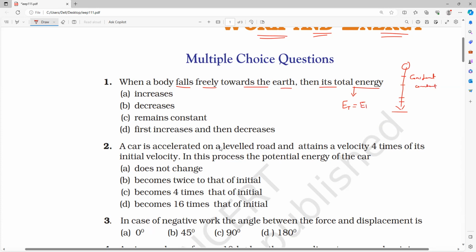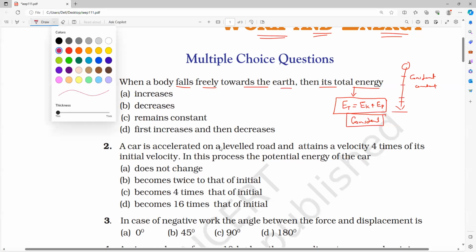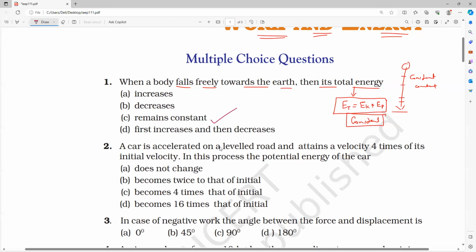At every place, kinetic energy plus potential energy is equal to total energy. This energy remains constant. Energy can neither be created nor destroyed, but it can be transformed from one form of energy to another form. So in free fall towards the earth, the total energy remains constant. Nobody can destroy or create energy, so it always remains constant.